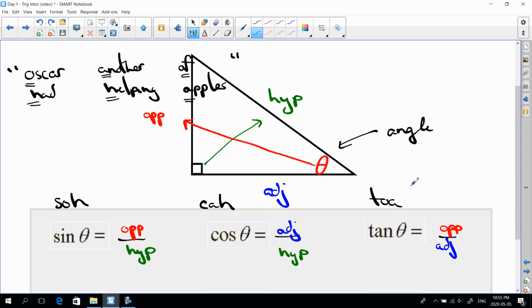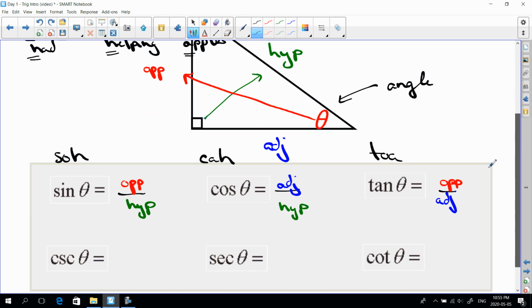Doesn't matter. I don't care what you do to remember it, but this says sine is equal to opposite over hypotenuse. Cosine is adjacent over hypotenuse. Toa is tangent, opposite over adjacent. These are called the three primary trig ratios. These are the ones that you should be familiar with. These guys are called the reciprocal ratios.